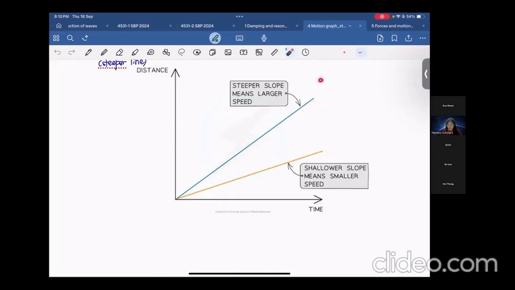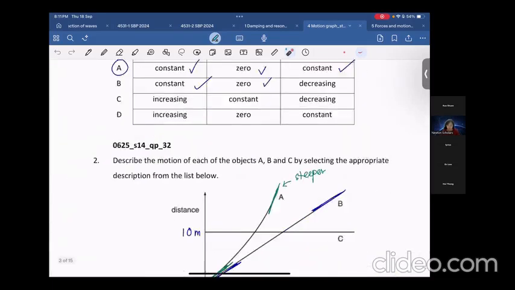For example, this one is maybe 6 meter per second, and this one is maybe 3 meter per second. The blue one keeps maintaining 6 meter per second, and the yellow one keeps maintaining 3 meter per second. So each keeps moving with the same speed, but the yellow one with a lower constant speed. The blue one is moving with a higher constant speed. So that day we already settled questions 1 and 2.